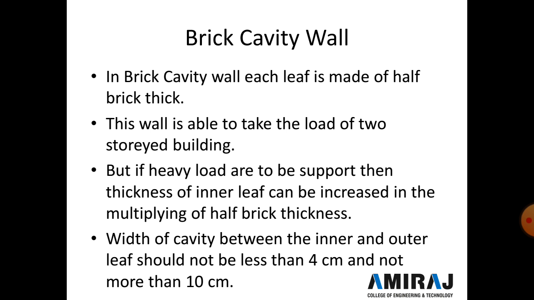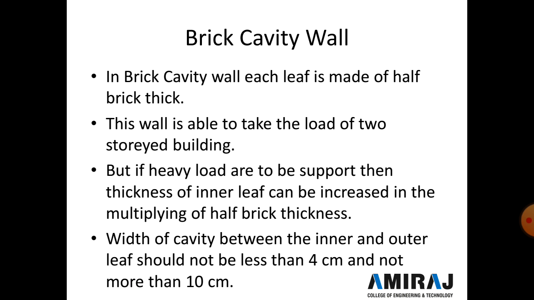Now next is the brick cavity wall. In a brick cavity wall, each leaf is made half a brick thick, and this wall is able to carry a two-story building. But if heavy loads are to be supported, then the thickness of the inner leaf can be increased in multiples of half brick thickness.